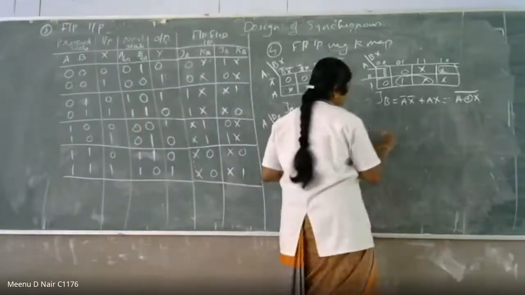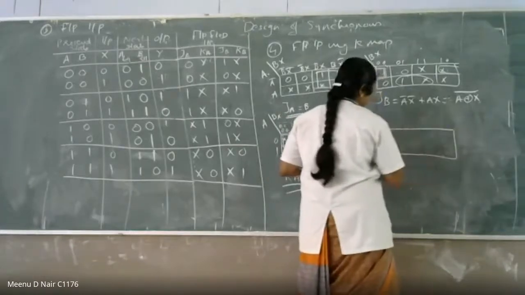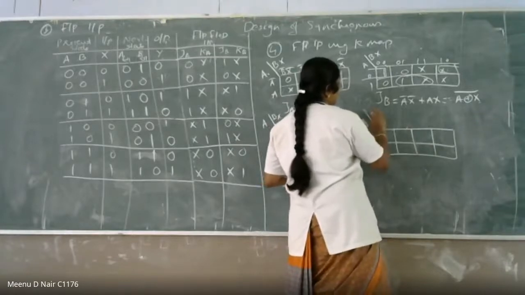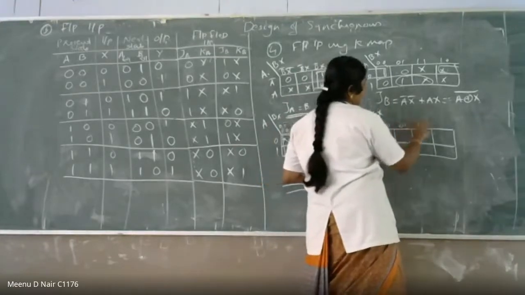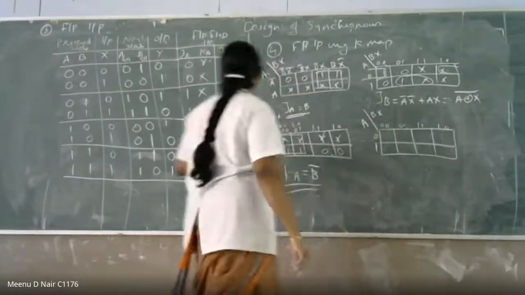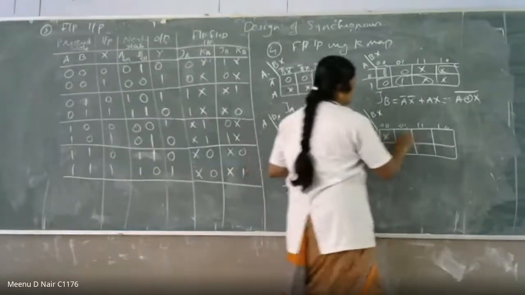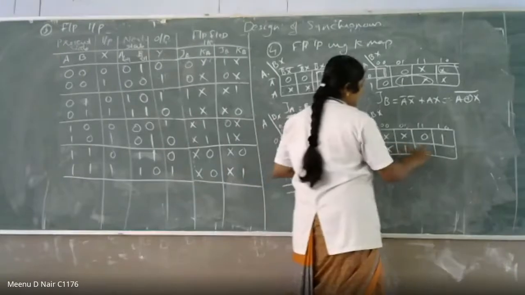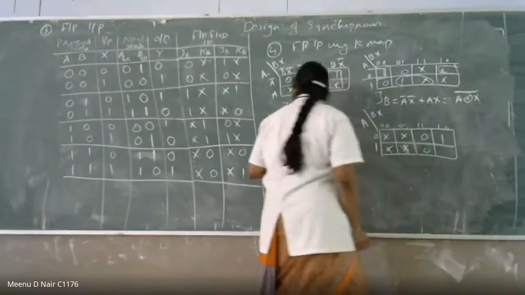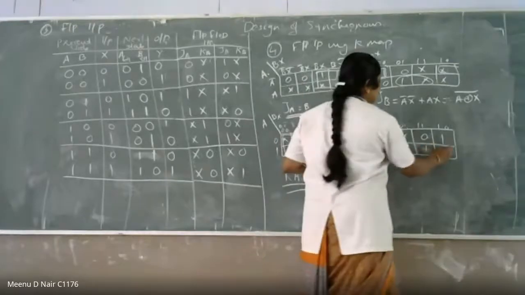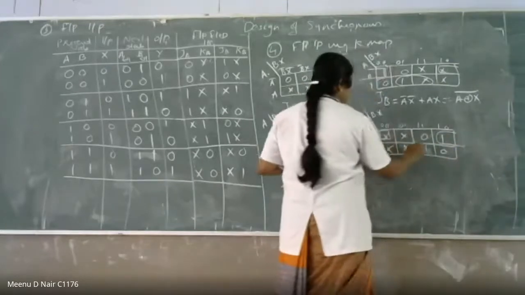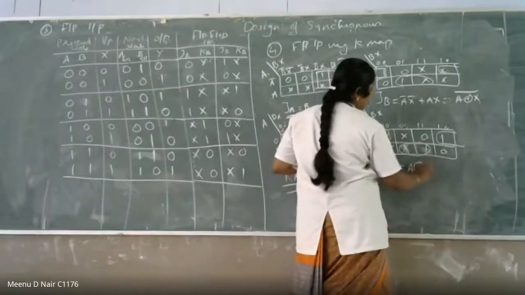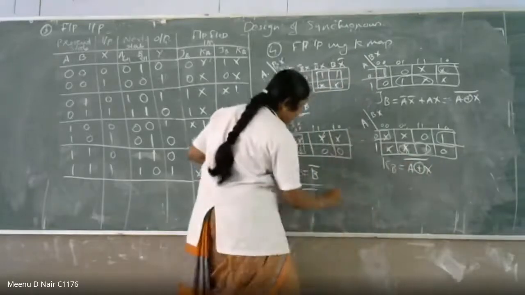Then what about KB? A, B, X, 0, 0, 0, 1, 1, 1, 1, 0, 0, 1. What is KB? XX, X, X, 0, 1, then XX, 1, 0. This also, KB is equal to A XOR X. Then the last one is you have to find out the answer for Y.